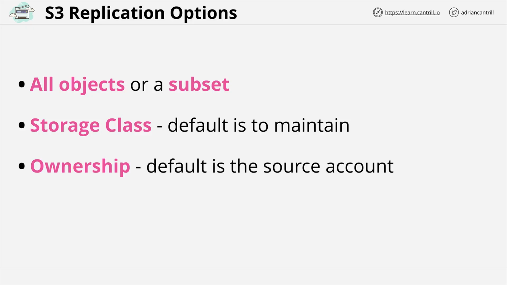However, if the buckets are in different accounts, then by default, the objects inside the destination bucket will be owned by the source bucket account. And that could mean you end up in the situation where the destination account can't read those objects because they're owned by a different AWS account. So with this option, you can override that and you can set it so that anything created in the destination bucket is owned by the destination account.